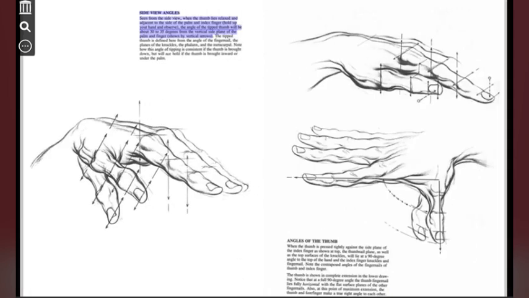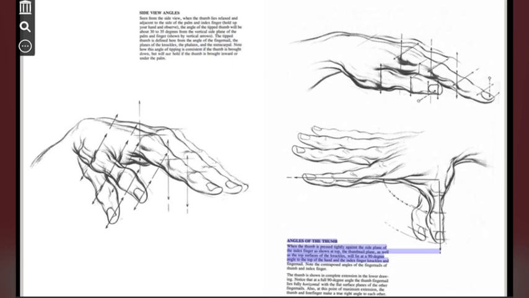Side view angles. Seen from the side view, when the thumb lies relaxed and adjacent to the side of the palm and index finger, hold up your hand and observe. The angle of the thumb tip will be about 30 to 35 degrees from the vertical side plane of the palm and finger, shown by vertical arrows. The tip of the thumb is defined here from the angle of the fingernail, the planes of the knuckles, the phalanx, and the metacarpal. Note how this angle of tipping is consistent if the thumb is brought down, but will not hold if the thumb is brought inward or under the palm.